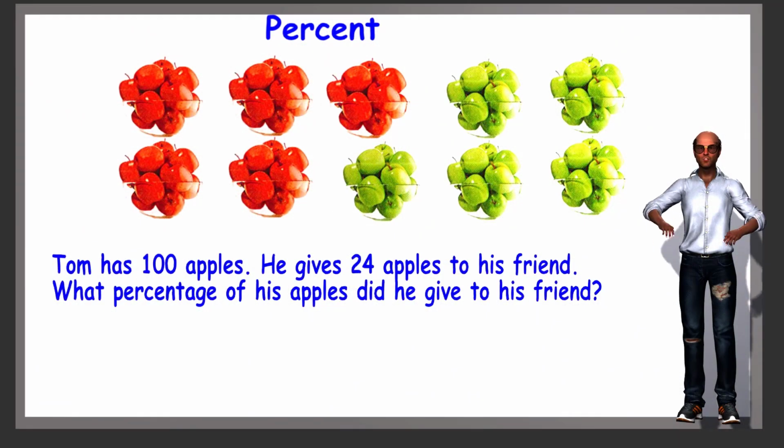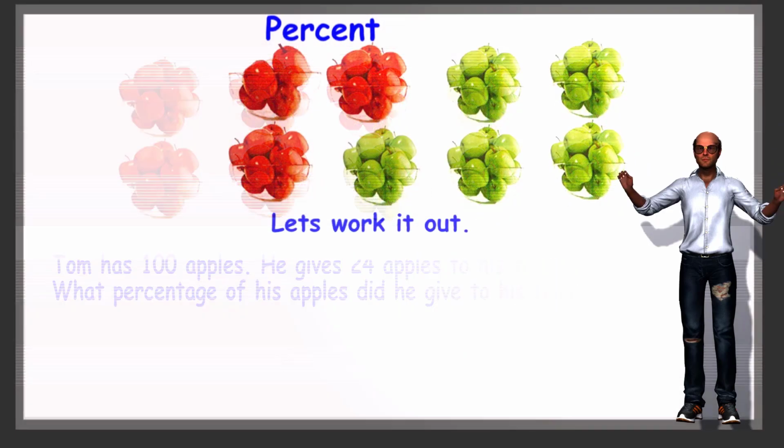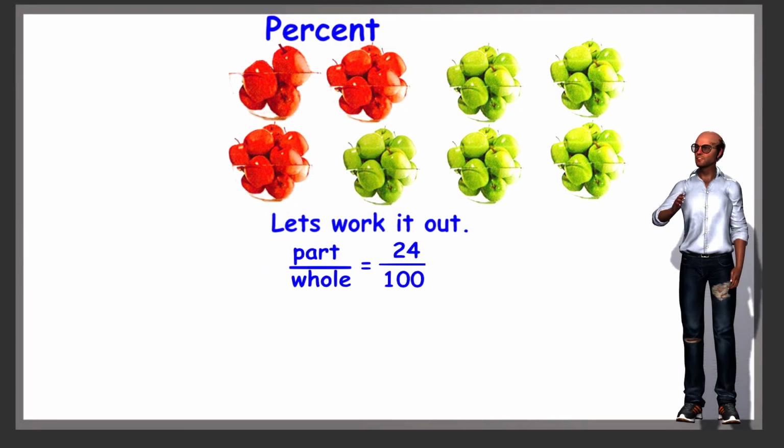Let's solve a percent problem together as an example. Step 1, we must make the percent fraction. In this example it's easy, as the number of parts are already out of 100. So our percent fraction will be 24 out of 100.